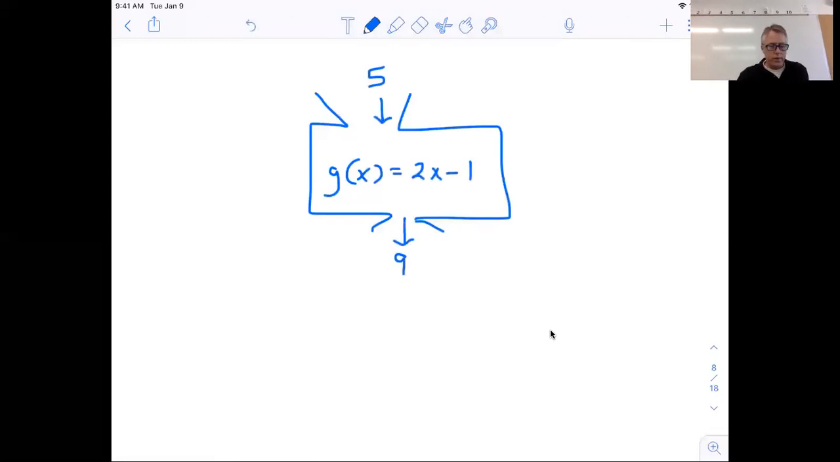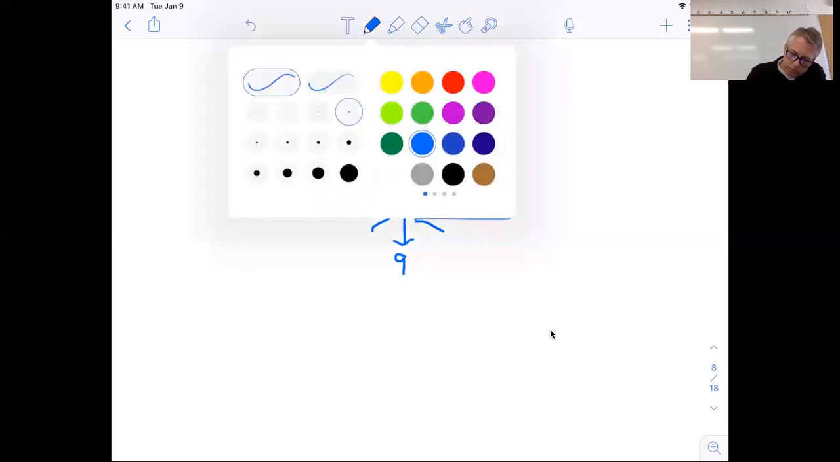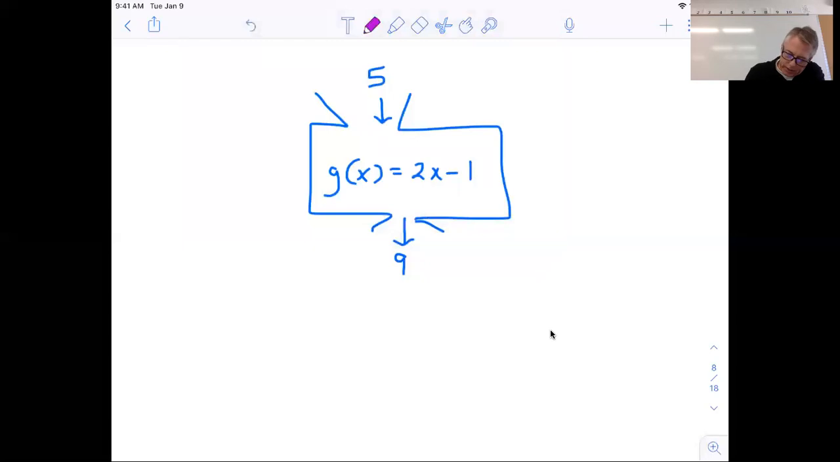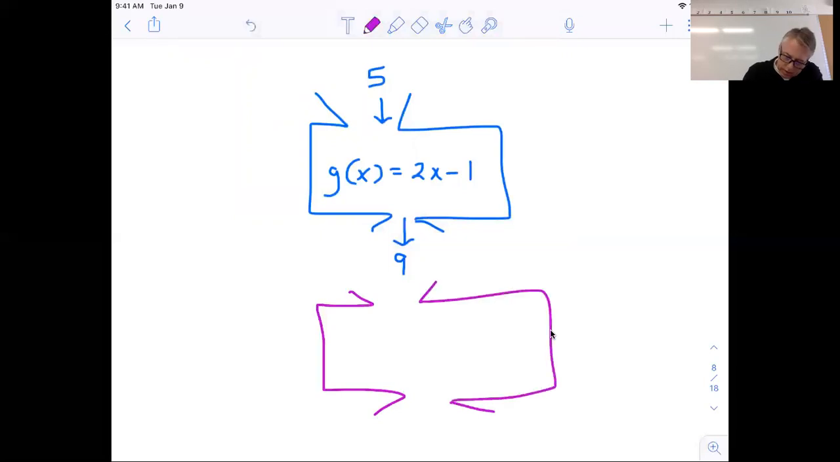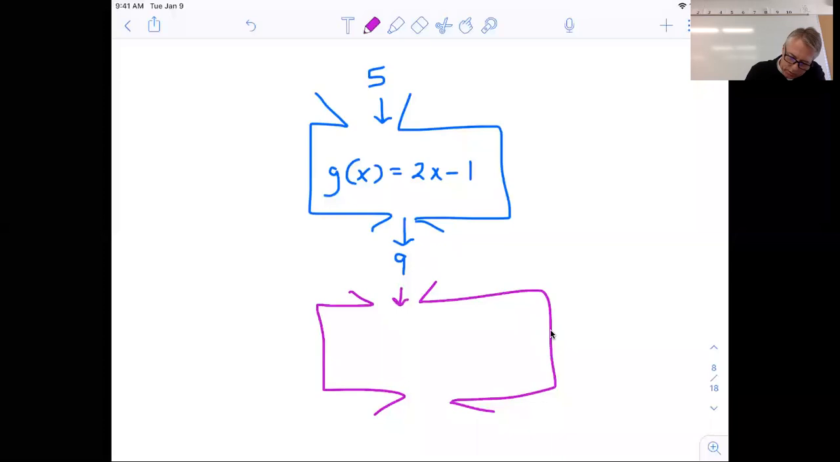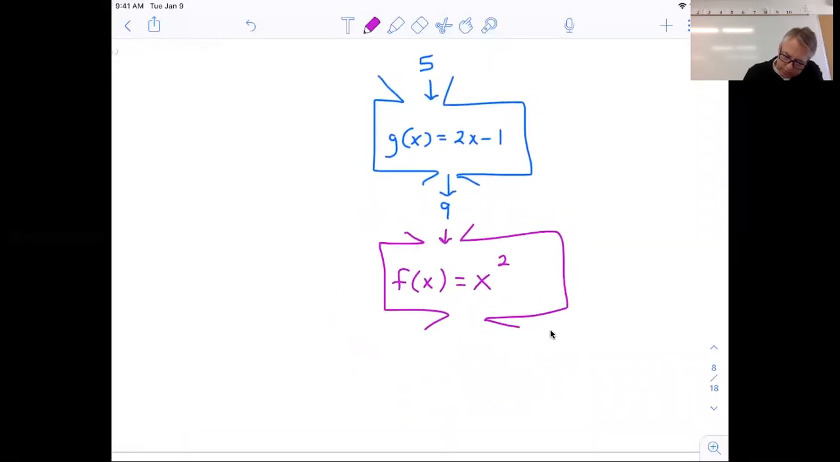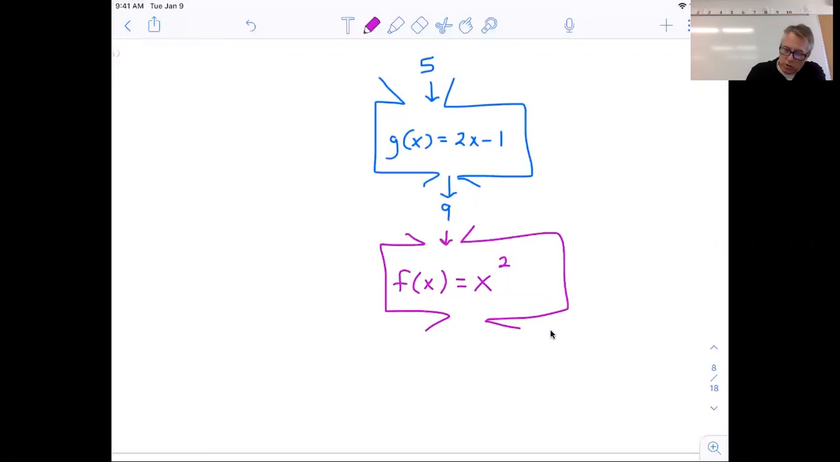So we did this a while ago, and you guys seem to have a pretty good handle on it. But now, once it spits out that 9, I now am going to put another function right below it. And then 9 is going to drop into this function. So what happens is 9 then drops into the function f, which is going to square the number, and then ultimately it spits out an 81.